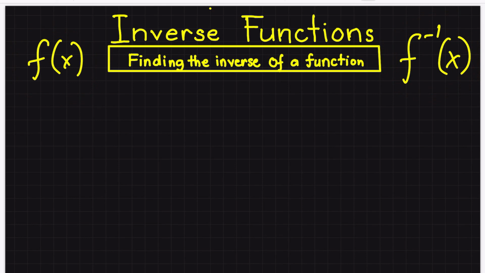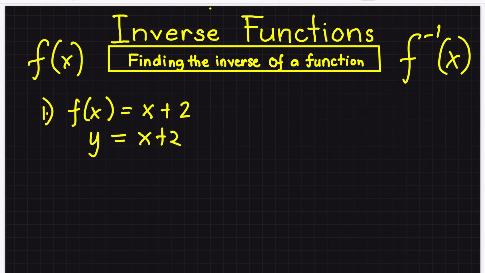So, example number 1. F of x is equal to x plus 2. Okay? So, this is a function. F of x is equal to x plus 2. So, f of x can be written as y. So, y is equal to x plus 2. Tapos, pagpalitin yung x at saka si y. So, si y magiging x at si x magiging y. So, magiging x equals y plus 2.